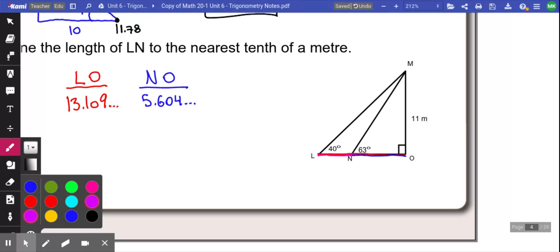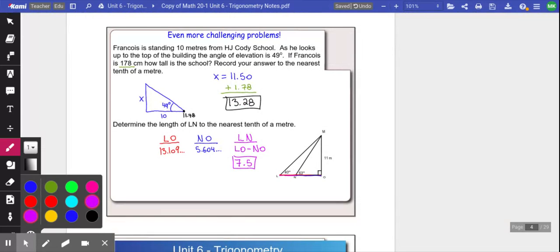And that means the distance from L to N would be LO minus NO. So if you took 13.1 and subtracted 5.6, you end up getting 7.5. And make sure you don't round, right? Use all those decimals until your final answer. You can do the SOH CAH TOA to see if you're doing it right. Those are the final answers.